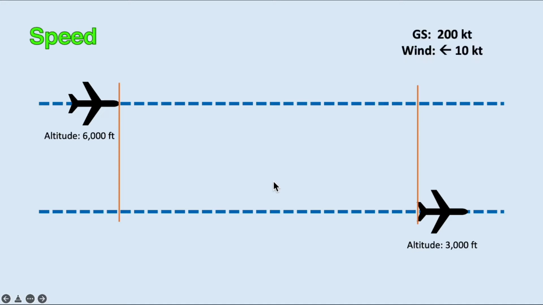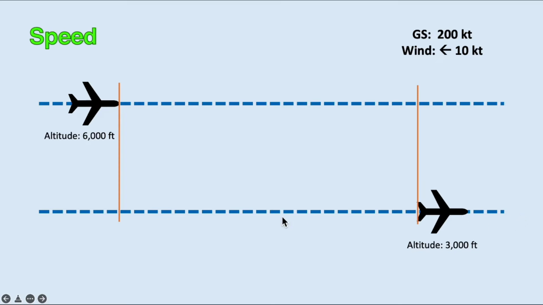So let's see this example. You need to maintain in both airplanes the ground speed of 200 knots. And for this example, again, let's consider that the wind is uniform. That means that the wind is 10 knots here and 10 knots here against the planes.